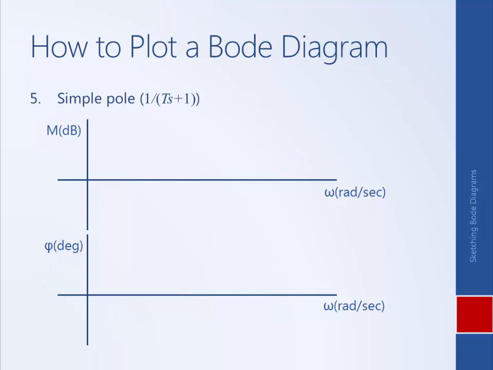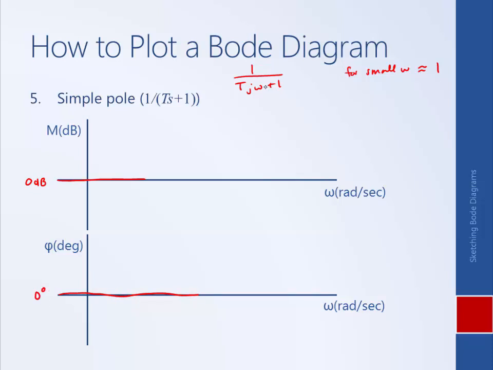We can do a similar thing for a simple pole. We substitute j omega for s. And when we have small omega, this term is insignificant compared to the 1, and so our transfer function behaves like 1 divided by 1. So for small omega, our transfer function behaves basically like a 1. So again, our magnitude plot is flat at 0 dBs. Our phase is flat at 0 degrees.